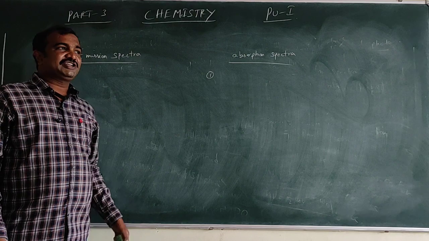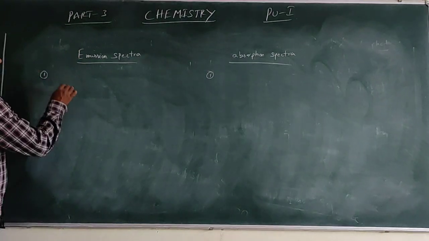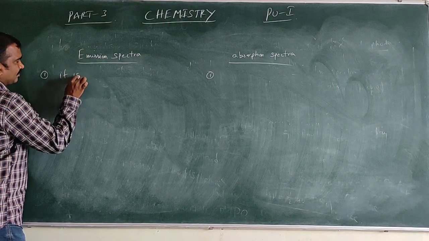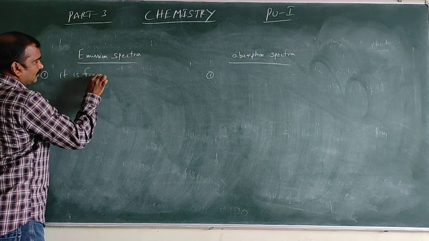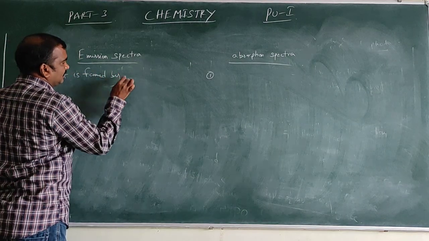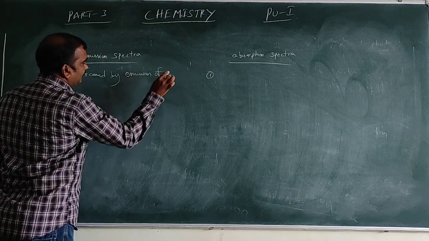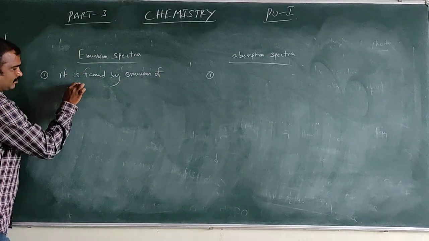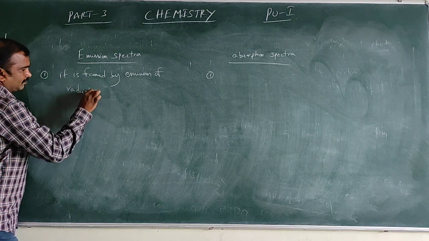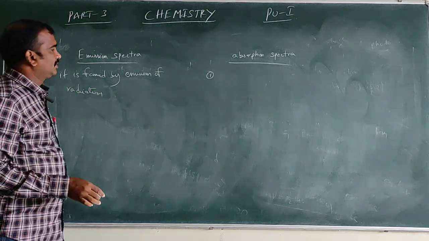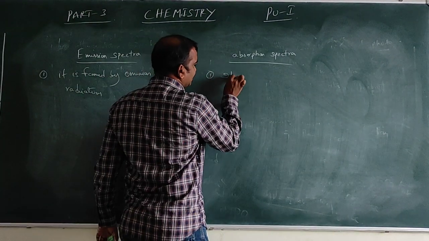With absorption of radiation, an absorption spectrum is formed. That means the emission spectrum is formed by emission of radiation. The absorption spectrum is formed by absorption of radiations.